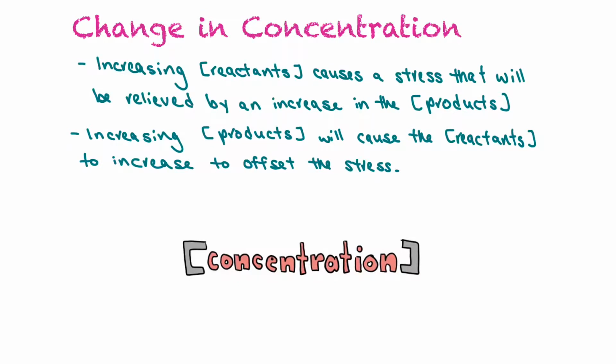So the first stressor we'll take a look at is a change in concentration. If you increase the concentration of the reactants, that's going to cause a stress that will be relieved by an increase in the concentration of products. And that kind of makes sense. If you have more reactants, you're going to need to make some more products so that you can come up with a balance again. If you increase the concentration of products, that will cause the concentration of reactants to increase to offset the stress until it meets equilibrium again.